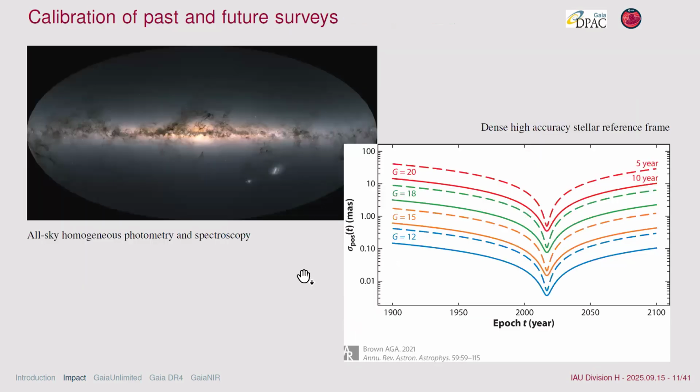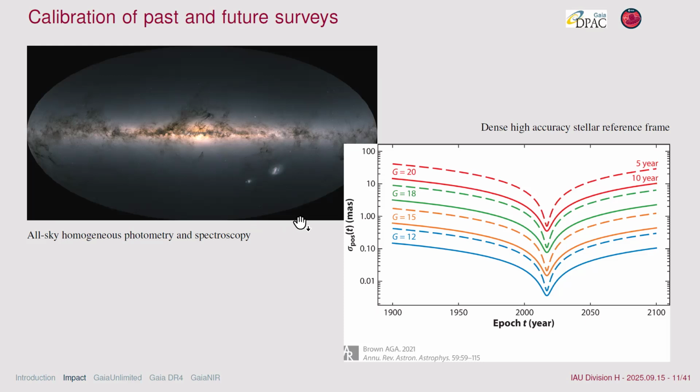Now then, a final example is that because we have such a large survey which provides both homogeneous astrometry, photometry, but also spectroscopy, you have actually a system to which you can anchor all kinds of other surveys. So many surveys nowadays use Gaia, the sky map of Gaia, both for the astrometric and photometric calibration, and also things like, for example, the Euclid survey relies partly on the Gaia data for their calibrations.